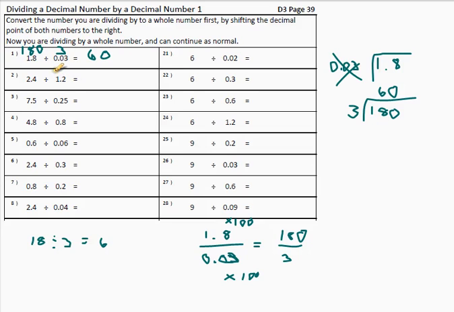Or do you know by now how to do it yourself? You want to make this a 12. How do you get it at 12? Times by 10. So times this one by 10 as well. Times by 10, times by 10. It becomes 24 divided by 12, which is 2.